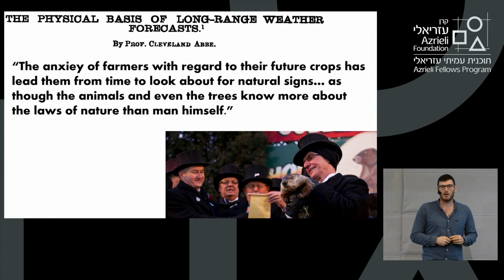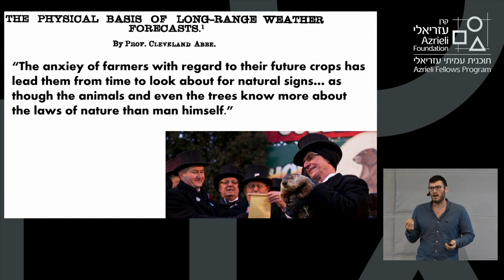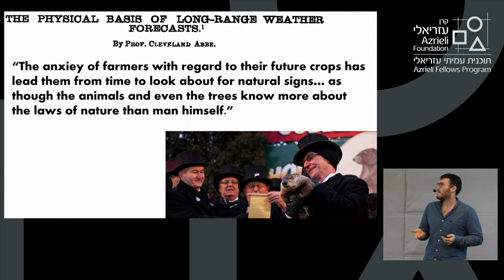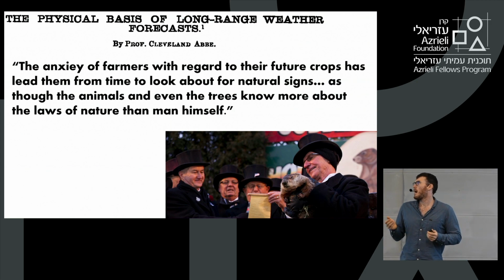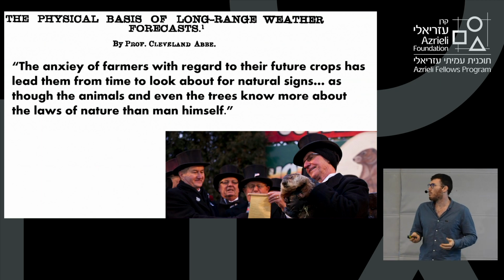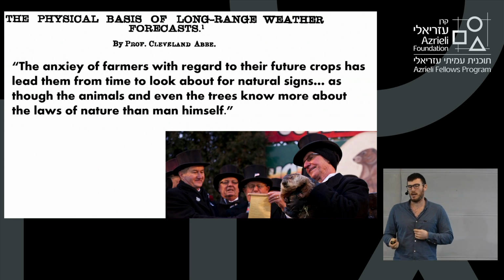So to sum up, I would like to quote from a 1901 paper about weather predictions that I think really highlights how much progress we made in the last century in the field of atmospheric science. So the quote goes like this: "The anxiety of farmers with regard to their future crops has led them from time to time to look about for natural signs, as though the animals and even the trees know more about the laws of nature than man himself."